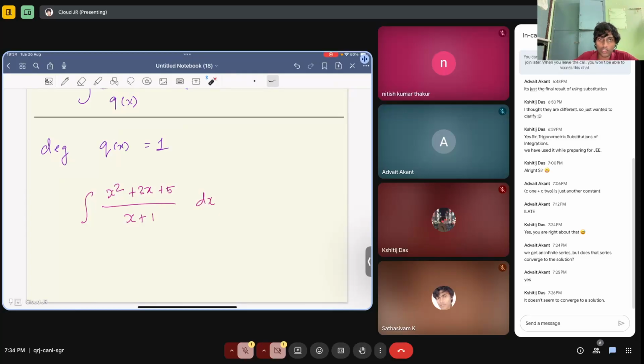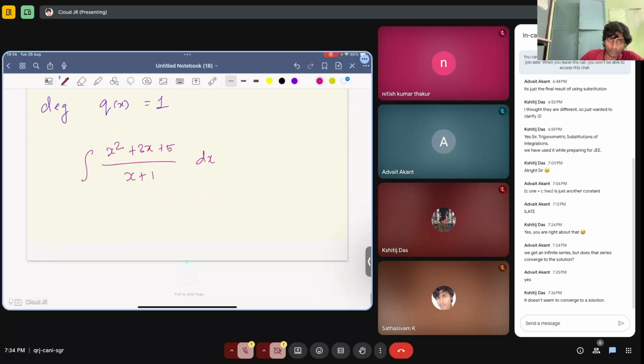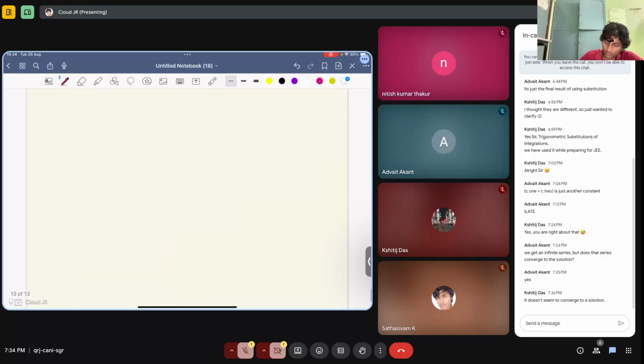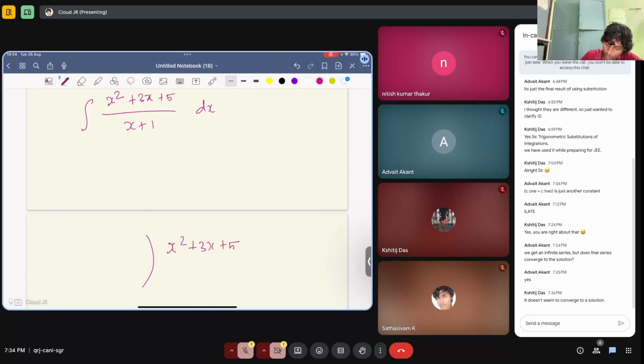What we are going to do is use long division, or the division algorithm. We are going to divide this polynomial by this polynomial, and write it as a quotient times a divisor plus a remainder. So let me write it as some quotient times remainder. Let's consider your function. We'll do the long division, x square plus 3x plus 5, with x plus 1.